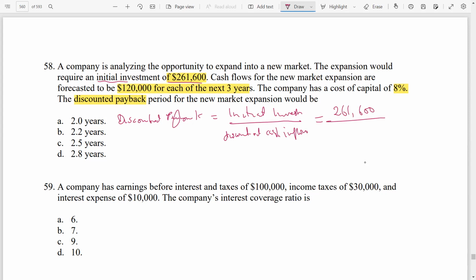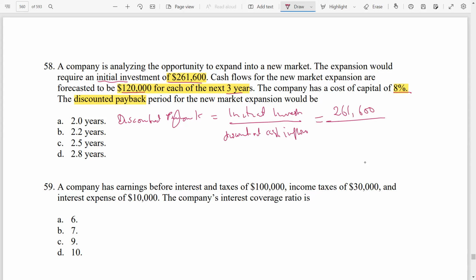I see if we have, okay, we have 120,000. That is the same payment. And we're going to multiply that by 3 years at 8%. Okay. So in my previous video, I show you how to find this.